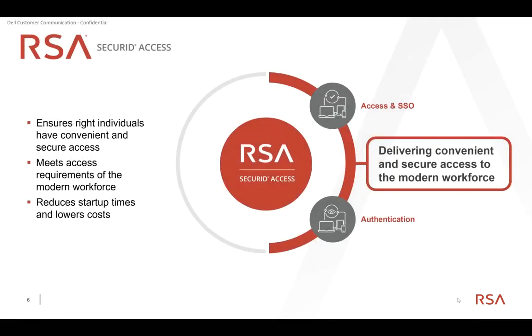So let's start again with SECURID Access. What will SECURID Access provide from a technical perspective? Single sign-on: one login, one identifier, one username to access all applications without re-entering the password or credentials again. Authentication, and this authentication could differ from one application to another. We can use a software token for application X and a hardware token for application Z, and this is really one of our flexibilities and advantages in RSA. So ensure the right individuals have convenient and secure access, meet access requirements for organizations, reduce startup times, and lower cost from a business perspective.